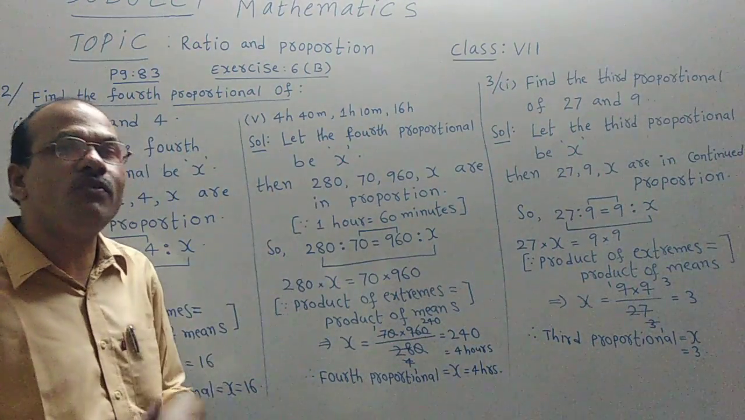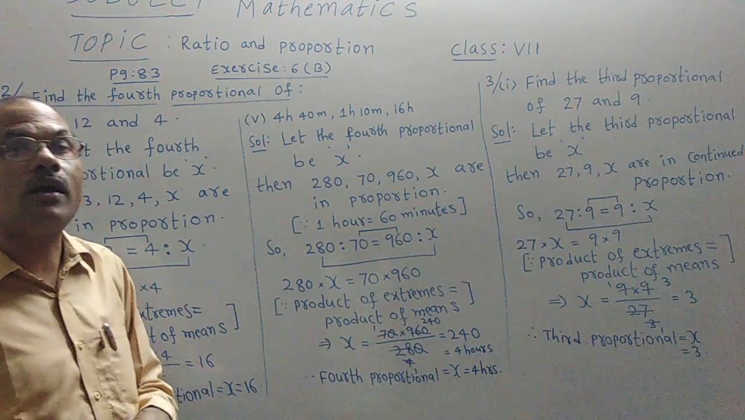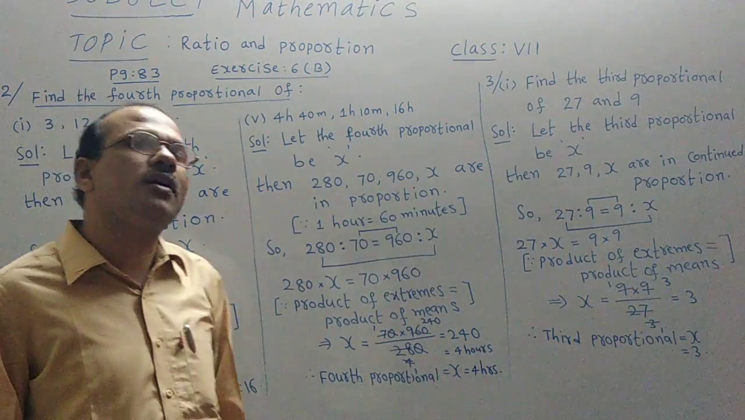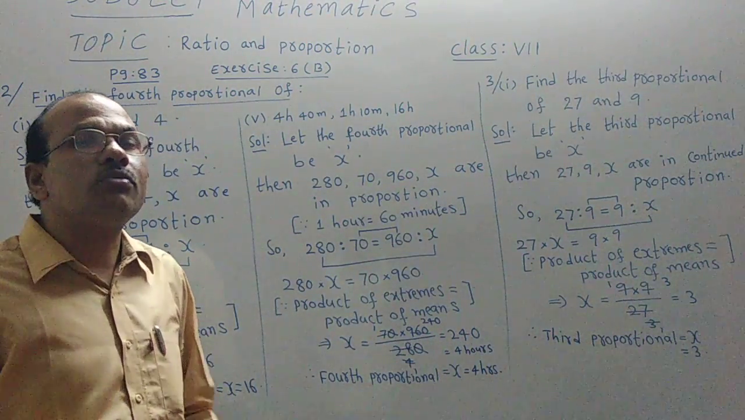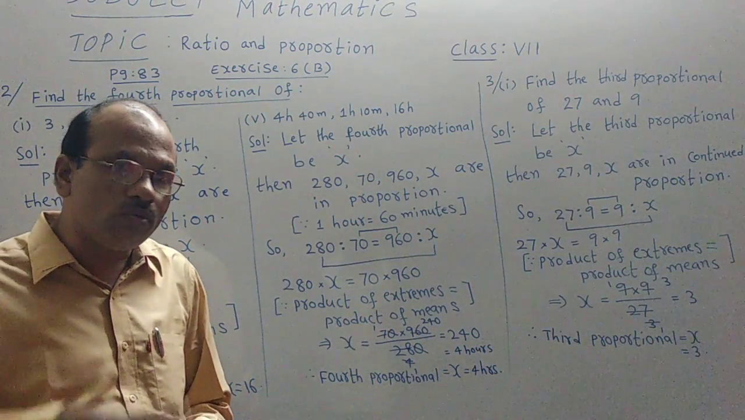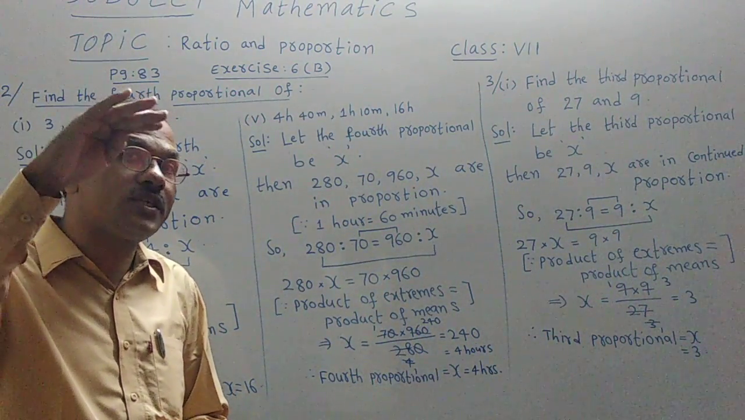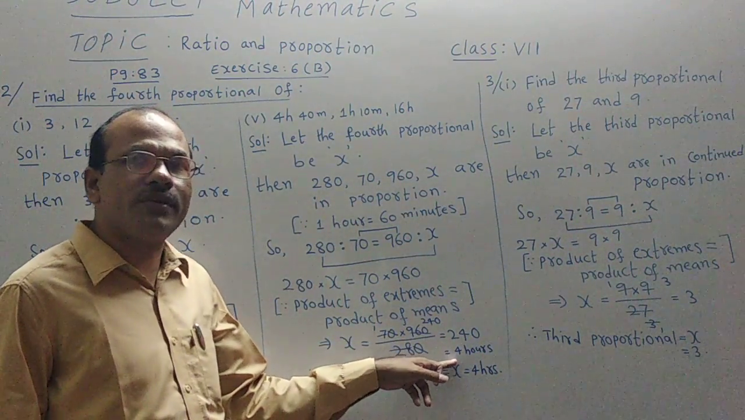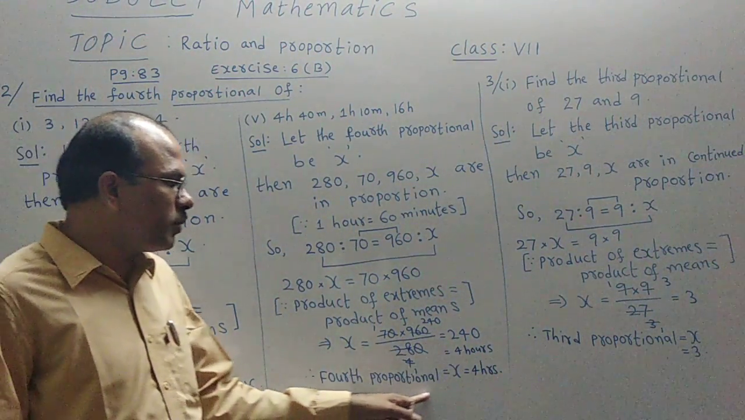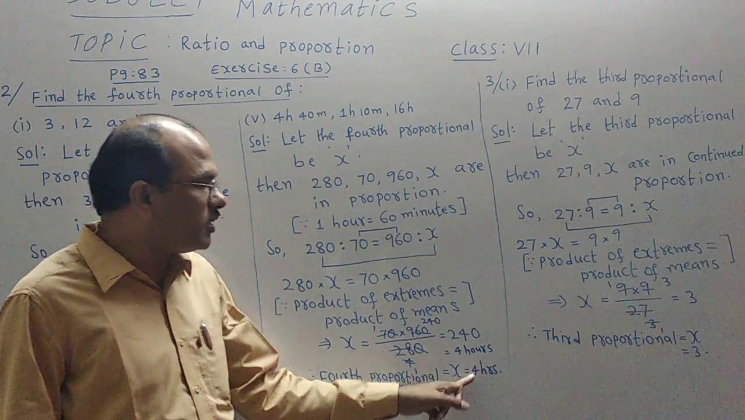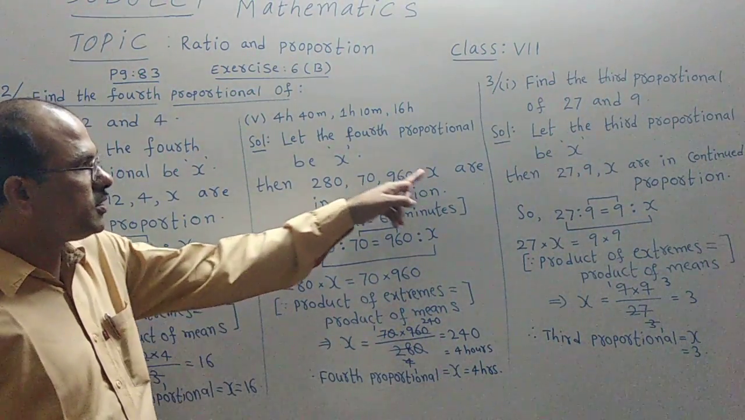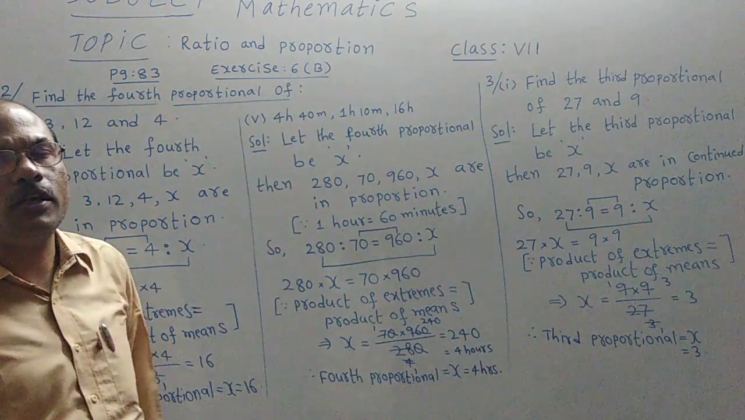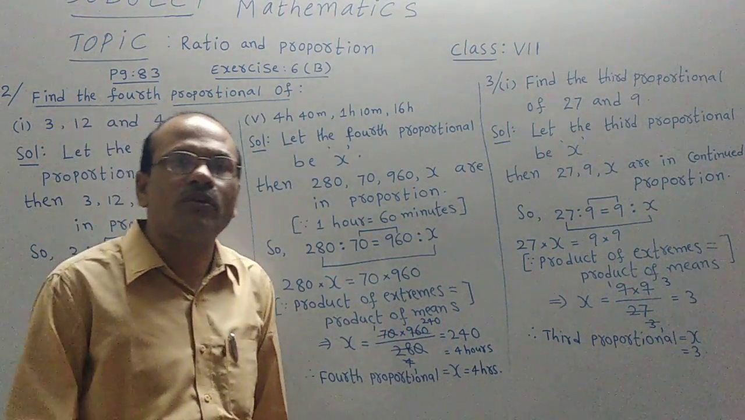So 240 we got. The 240 is in minutes, because all are in minutes only here. Then 240 minutes equal to 4 hours, because 4 into 60 will be equal to 240. That's why I have written 4 hours. Therefore, fourth proportional is equal to x, that is equal to 4 hours. So this x is to be replaced with 4 hours. Then the answer will be equal. Am I correct? The ratios will be equal.